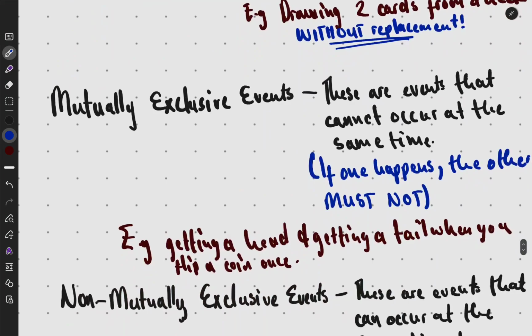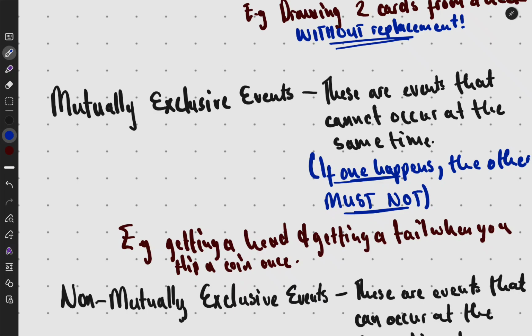Here are other types of events, and we are having mutually exclusive events. When we say we have two mutually exclusive events, these are just events that cannot occur at the same time, which means if one happens, then the other must not happen. If one event happens, the other one must not happen.